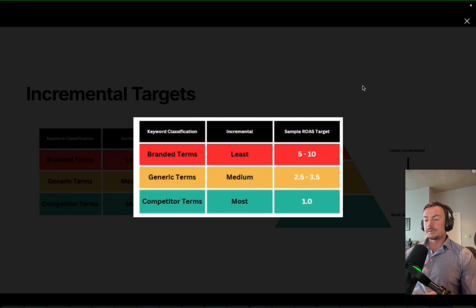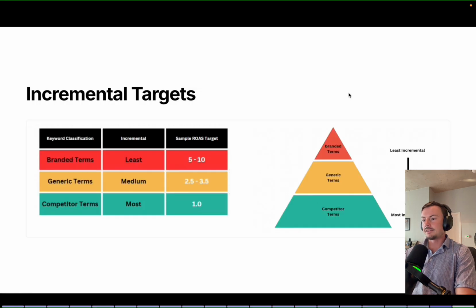Now, generic terms, this is where we can start to scale into the overall category. So a general return on ad spend target, and again, this is going to be very, very category specific, would be 2.5 to 3.5 times. Third, we have our comparator terms. This is typically the most incremental. We're stealing market share from competitors. We're adding it to ours. These we will run at like a 1.0 return on ad spend, maybe even slightly negative.